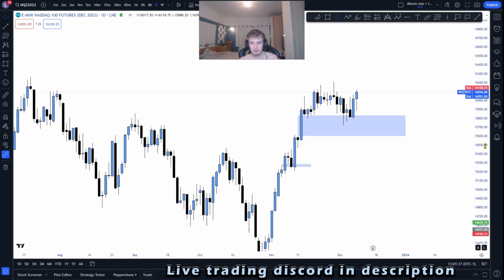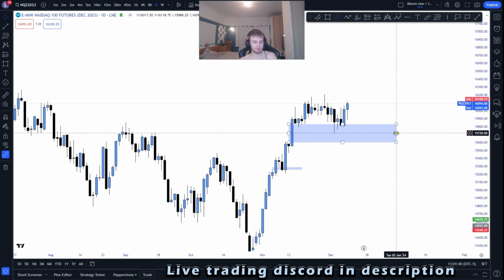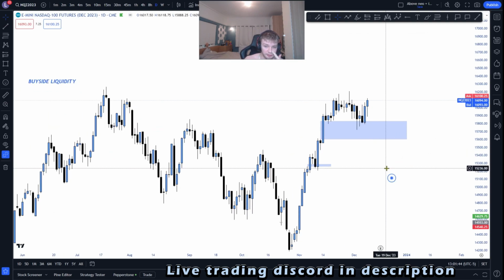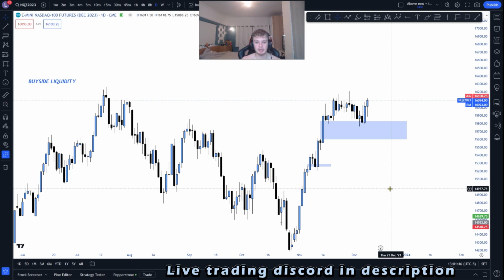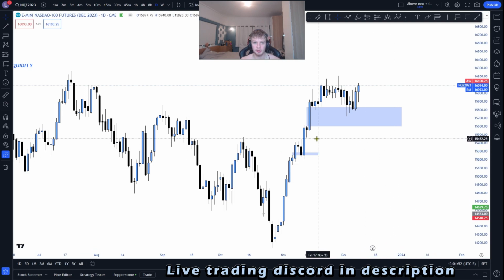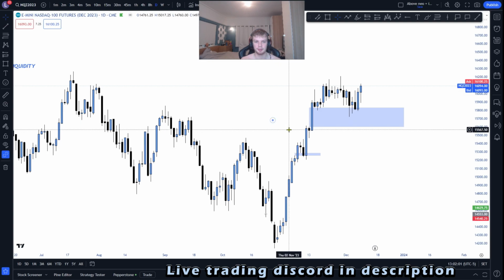Whereas with me, when I am trading fair value gaps, I like to wait for them to be inversed. Now, what I mean by that is I like to wait for a close above or below the fair value gap. If it is a bullish fair value gap, then I like to have a close below the fair value gap. If it is a bearish fair value gap, I like to have a close above the fair value gap.